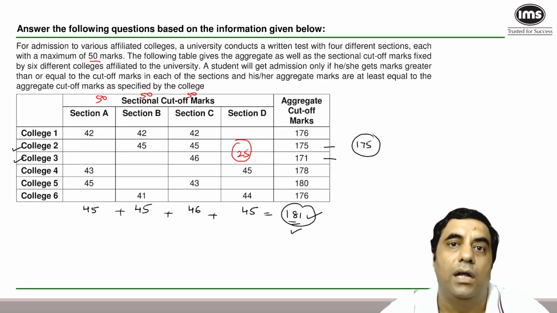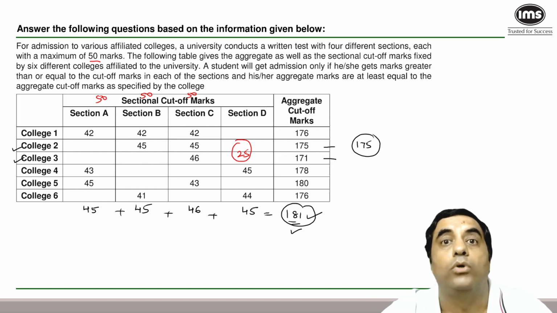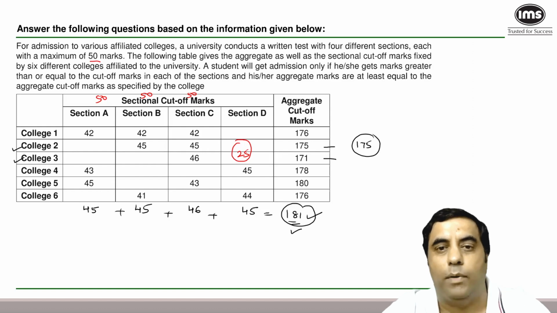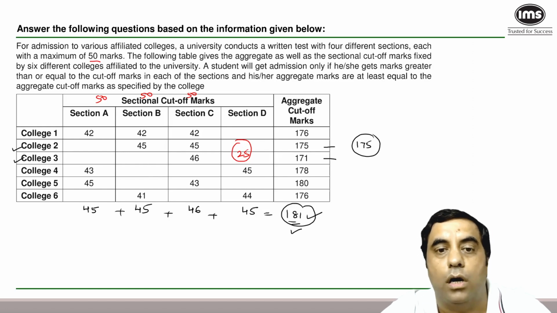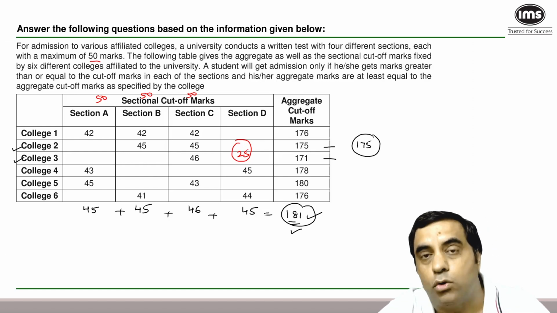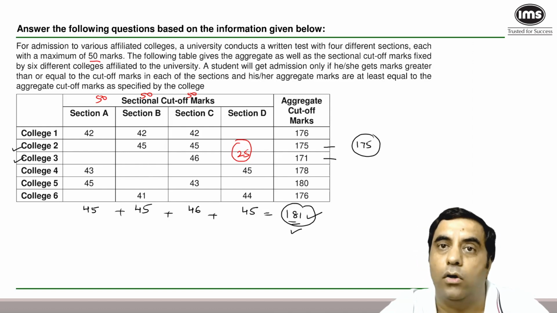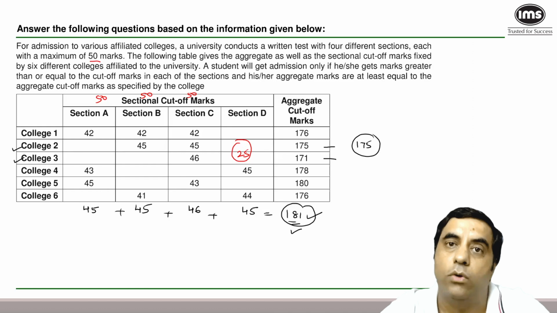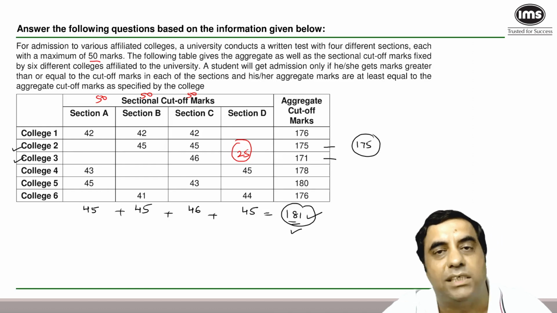If you look at section C, it has a cutoff for the most number of colleges. College 1 has kept a cutoff of 42, college 2 has kept a cutoff of 45, college 3 has 46, and college 5 has a cutoff of 43. Now, if Aditya gets a score less than the required cutoff, he will not be considered for these colleges, right? So I know 42, 45, 46, and 43 in section C.